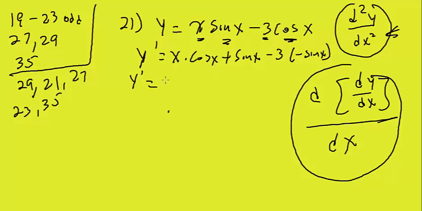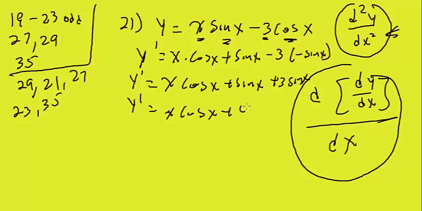Okay, let's clean this up. x cosine x, plus sine x, plus 3 sine x. If I clean it up some more, I get x cosine x plus 4 sine x. Now it's a little bit easier for me to take a second derivative, so let's go ahead and do that. y double prime.